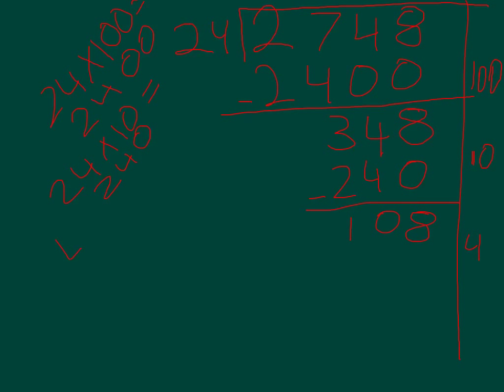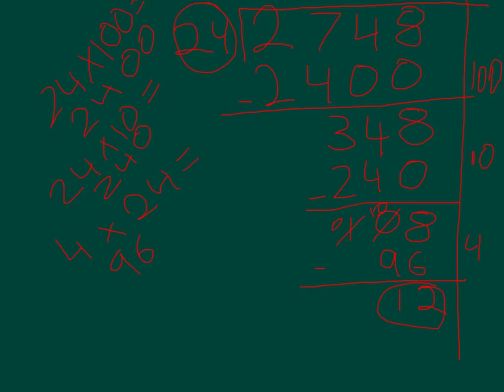and 4 times 24 equals 96. So we take away 96, minus that. Is 12. And because 24 can't fit into 12, we're done.